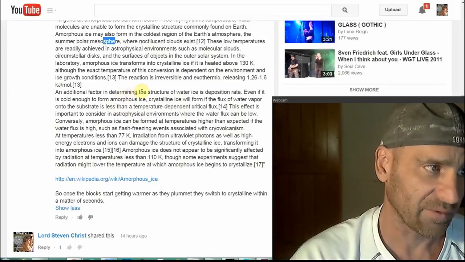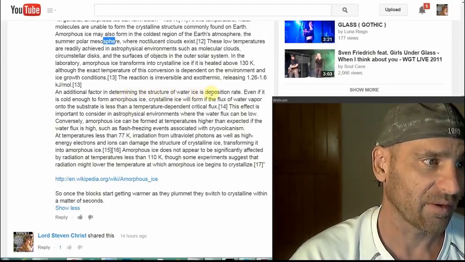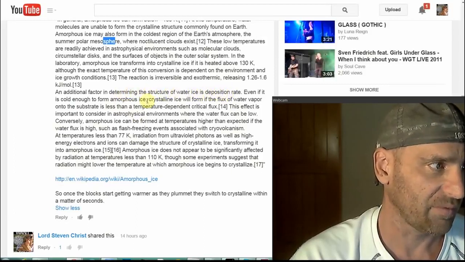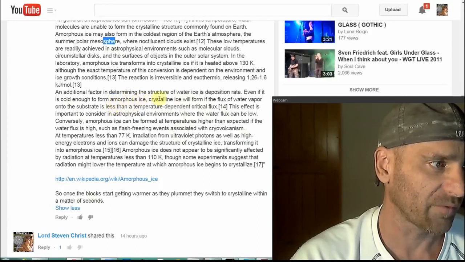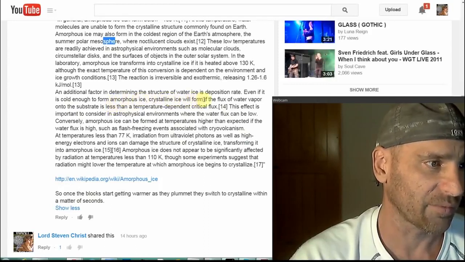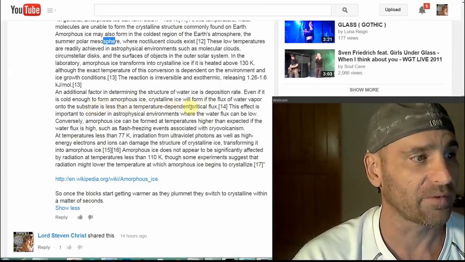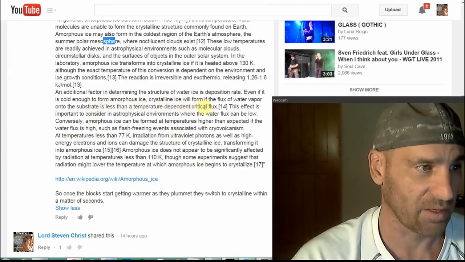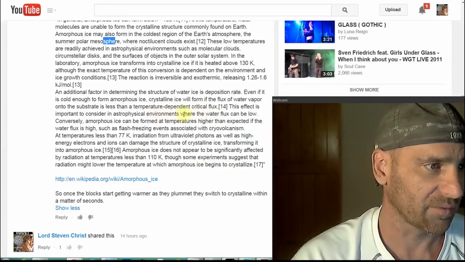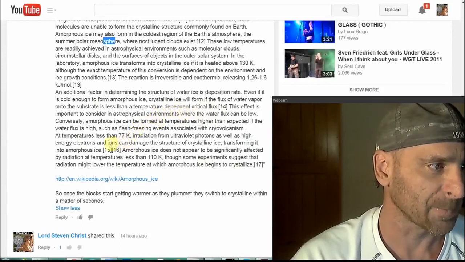An additional factor in determining the structure of water ice is deposition rate. Even if it is cold enough to form amorphous ice, crystalline ice will form if the flux of water vapor onto the substrate is less than a temperature-dependent critical flux. This factor is important. At temperatures less than 77 K, irradiation.